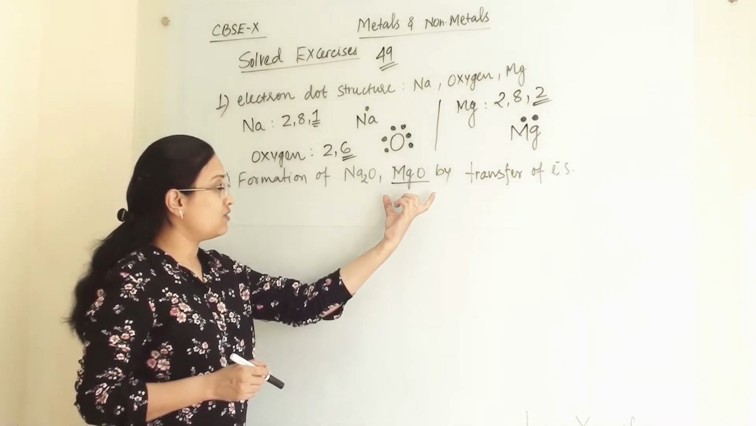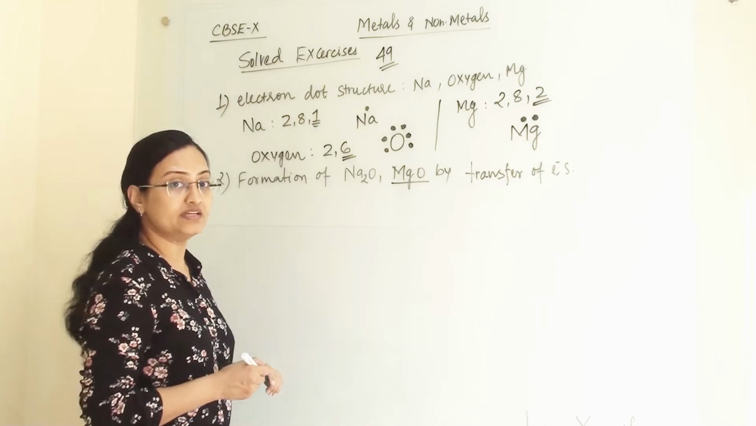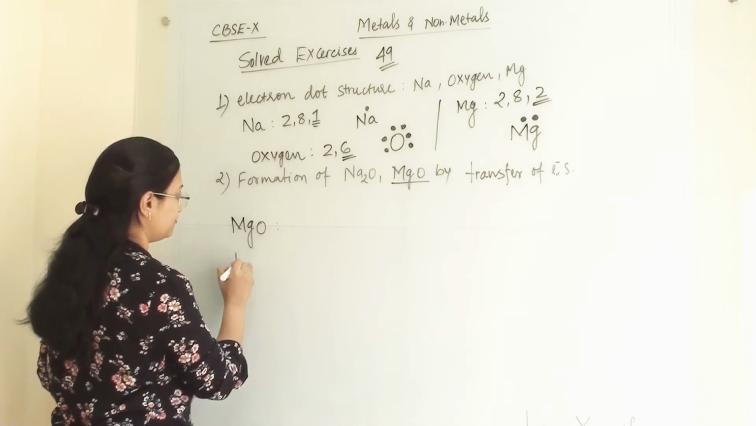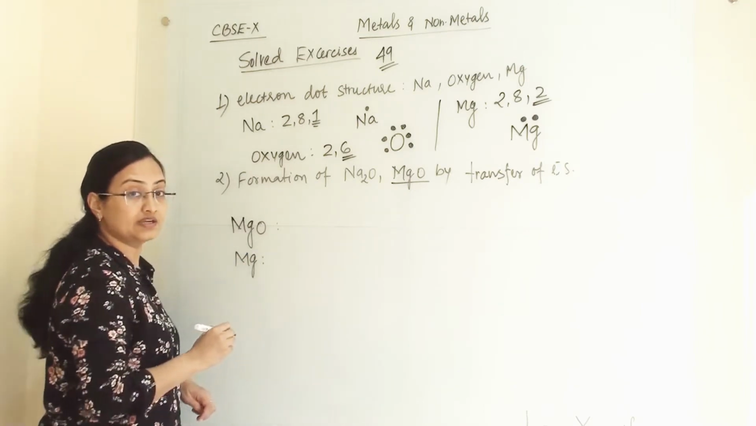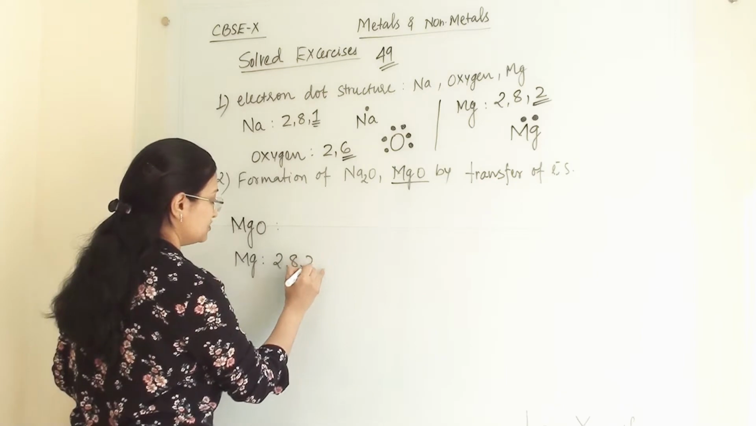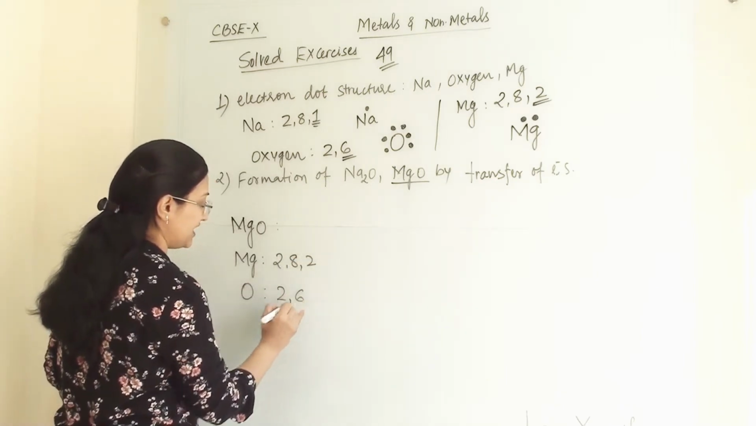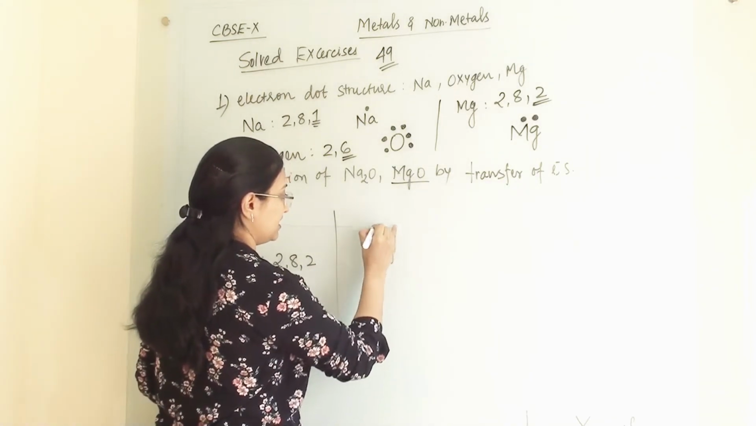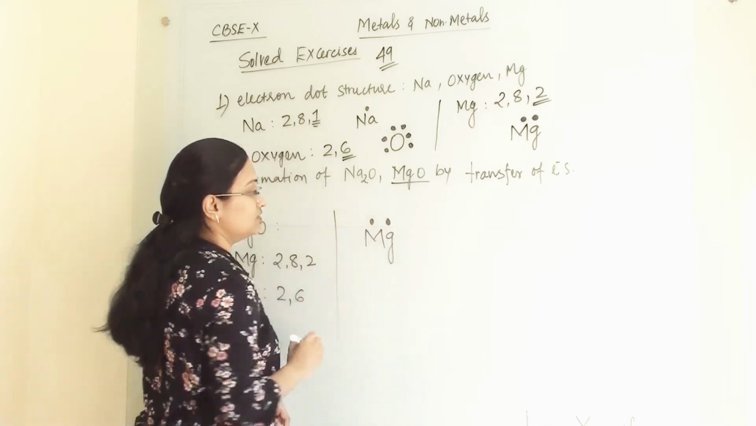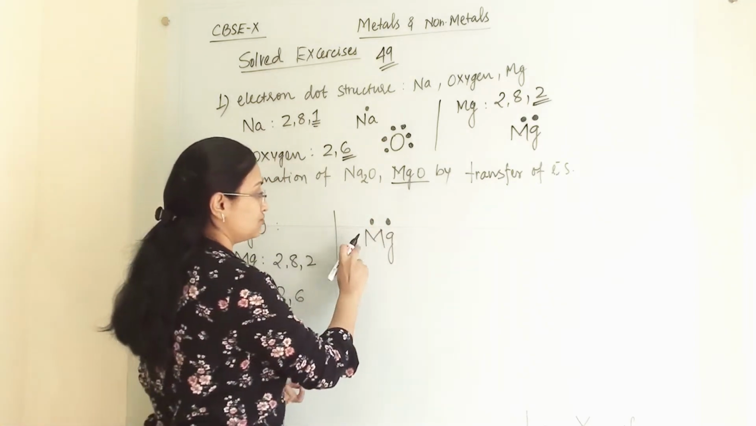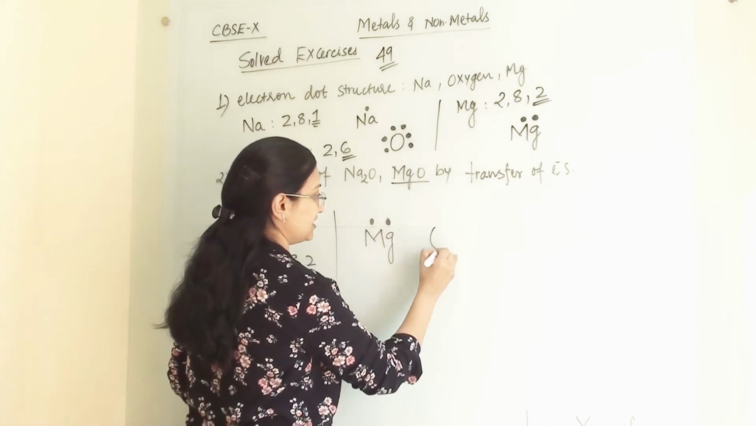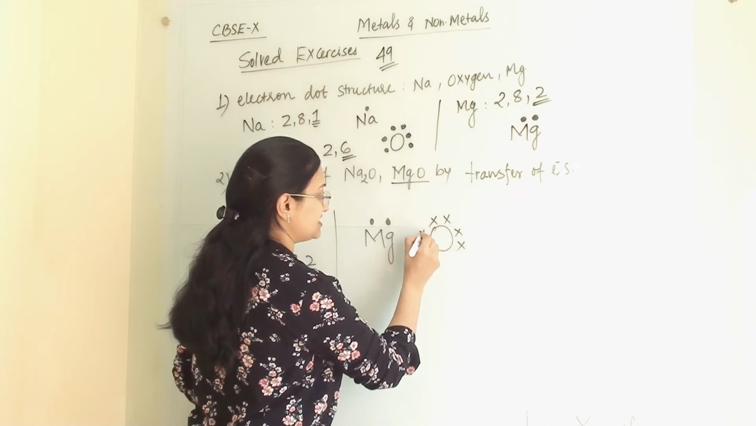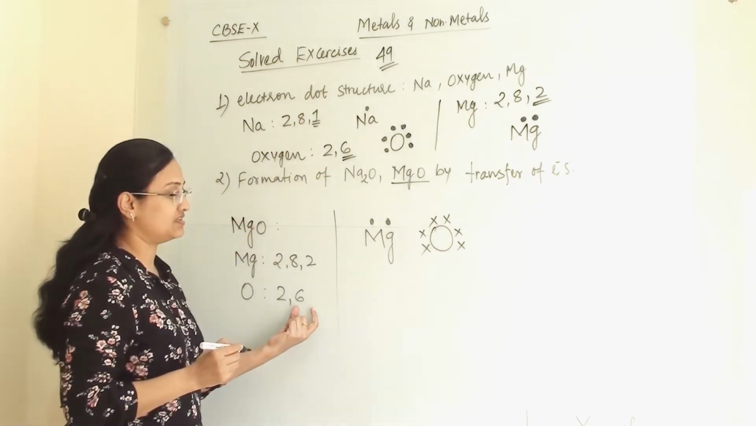Now we will see how we can represent the magnesium oxide structure. So here, magnesium oxide, and for magnesium what is the electronic configuration? 2,8,2, and for oxygen 2,6. So here this is magnesium and here are its valence electrons. So 2 valence electrons of magnesium, and this is oxygen and these are oxygen's valence electrons, those are 6 valence electrons.